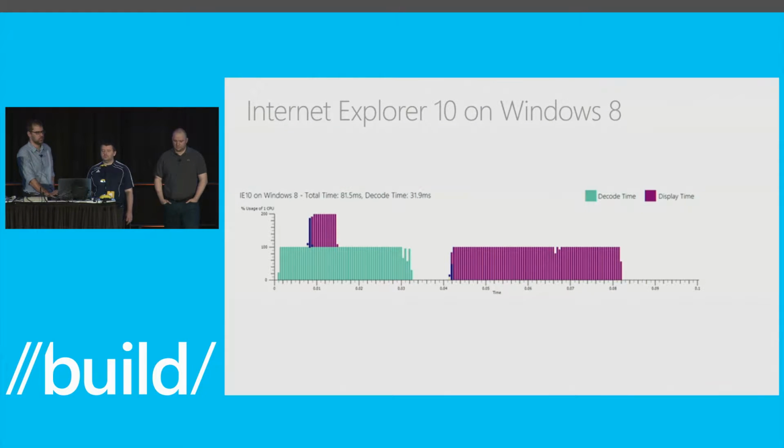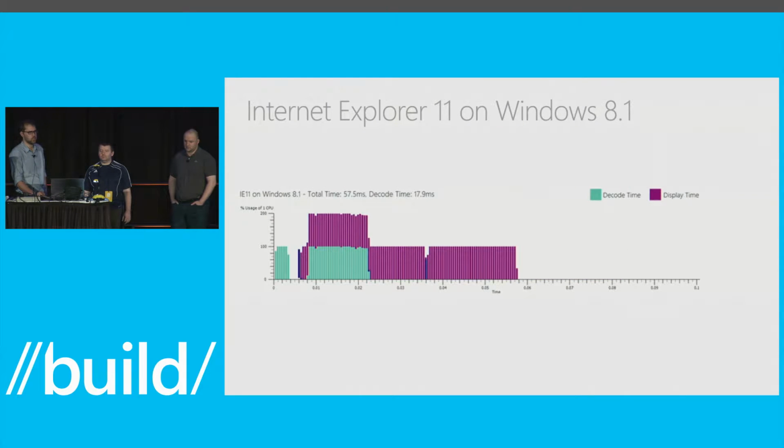So here's the difference in speed if you use subsampled JPEGs versus regular 444 JPEGs. This is IE10, which didn't have this feature, and we take 81 milliseconds to decode and display the image. In IE11, if you load up the same JPEG that's been subsampled, we take 57 milliseconds to decode and display the image. So if you have a lot of images on your site, you really can save a lot of memory and time just by doing this.